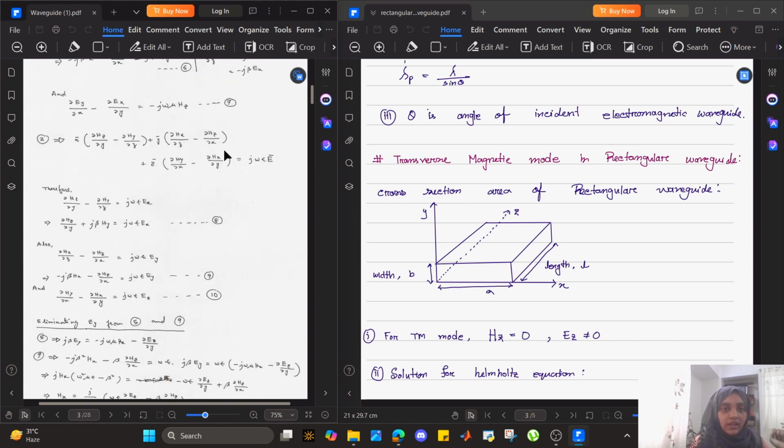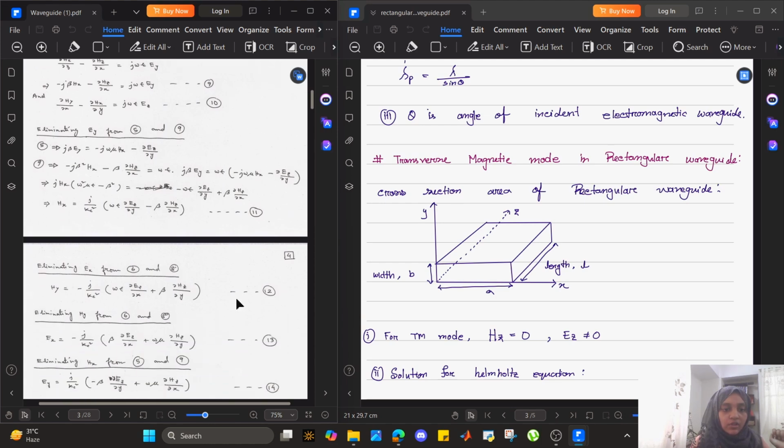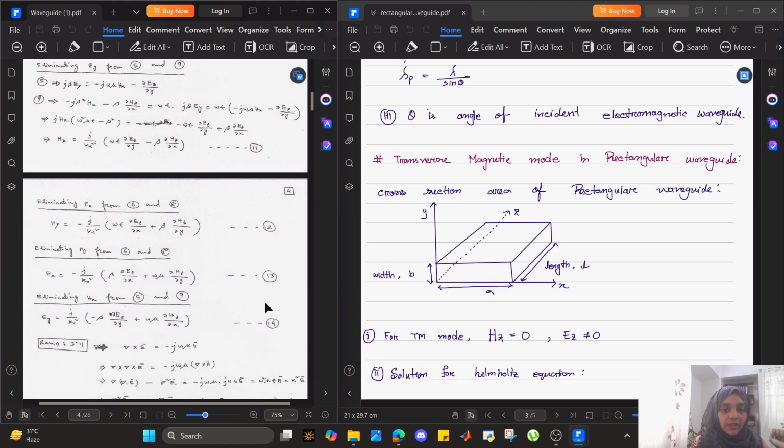So we got here from four equations, that is this one, number 8, number 9, number 10. And from this, if we eliminate, we get other equations from 11 to 14. These are our main equations, where we have to plug in to get the values of Hx, Hy, Ex, Ey. We have to plug in the value of Ez here, because Hz is equal to 0.